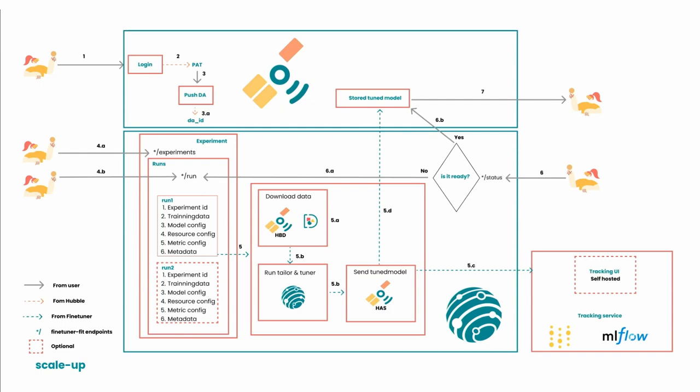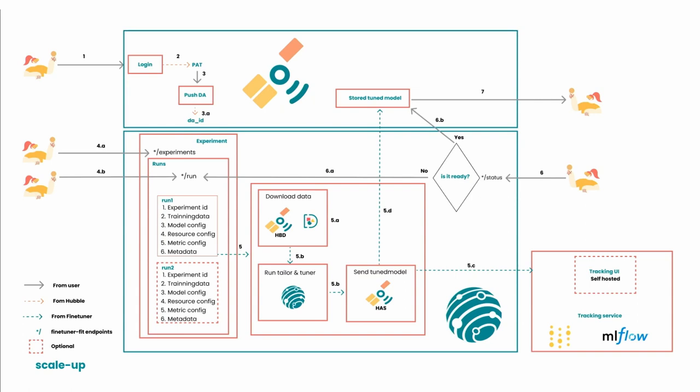create cloud computational isolated resources, including some memory, GPU, CPU, and hard disk. Then inside this small machine, we download the training data from the cloud, which the user has already pushed to the cloud. Then we run the tailor part to convert the model into an embedding model, then run the tuner part, which runs the loss functions and data and gets the fine-tuned model. Then we push this fine-tuned model back to the cloud.